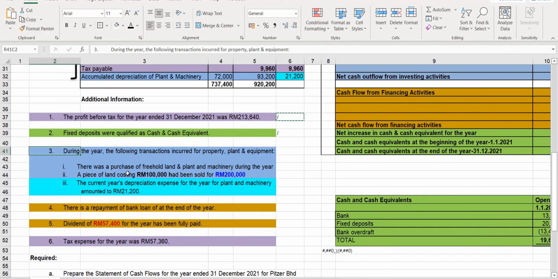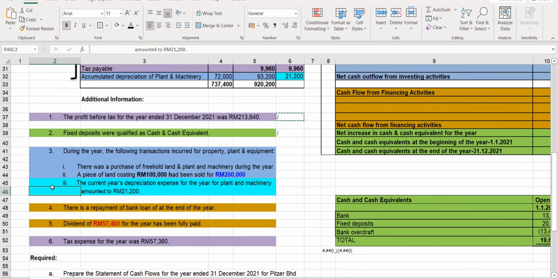So this is just a single statement of cash flow, which is prepared for an individual company. So we're not going to touch on consolidated cash flow here. This is just cash flow for a single company. So this item that you can see here is the one relating to investing activities.